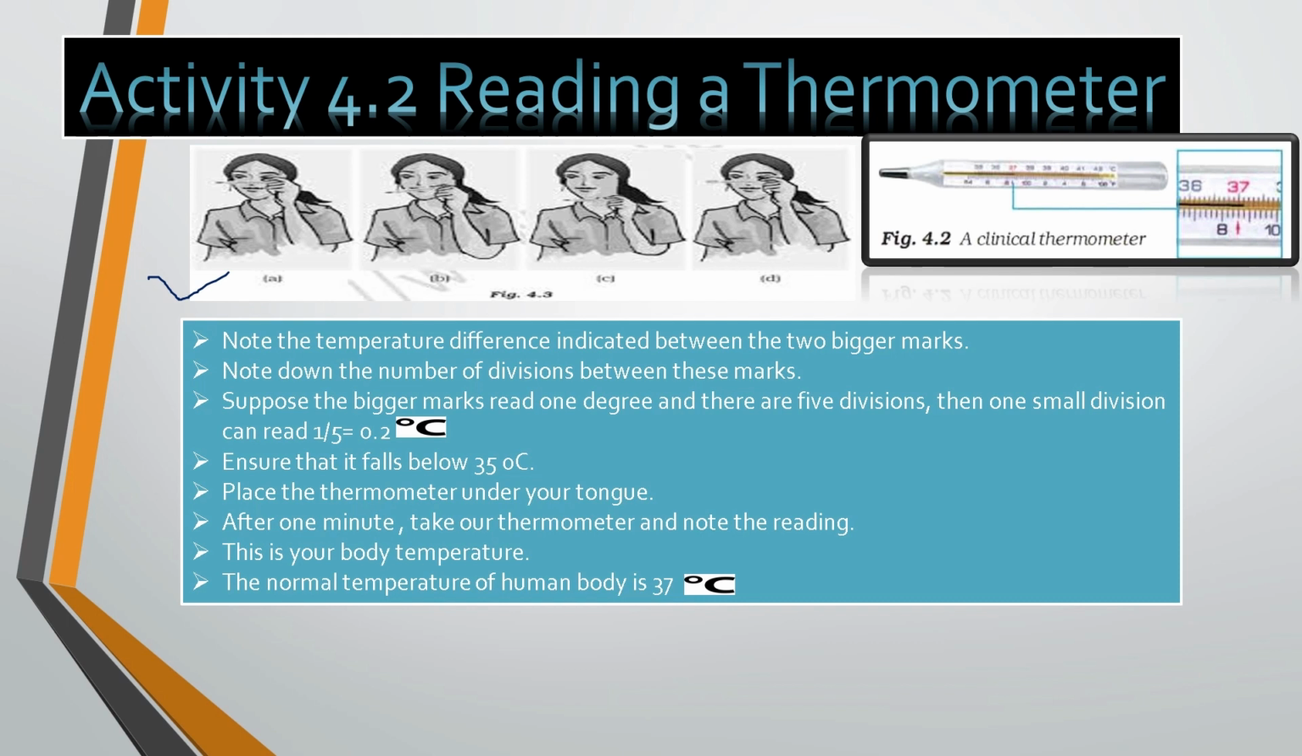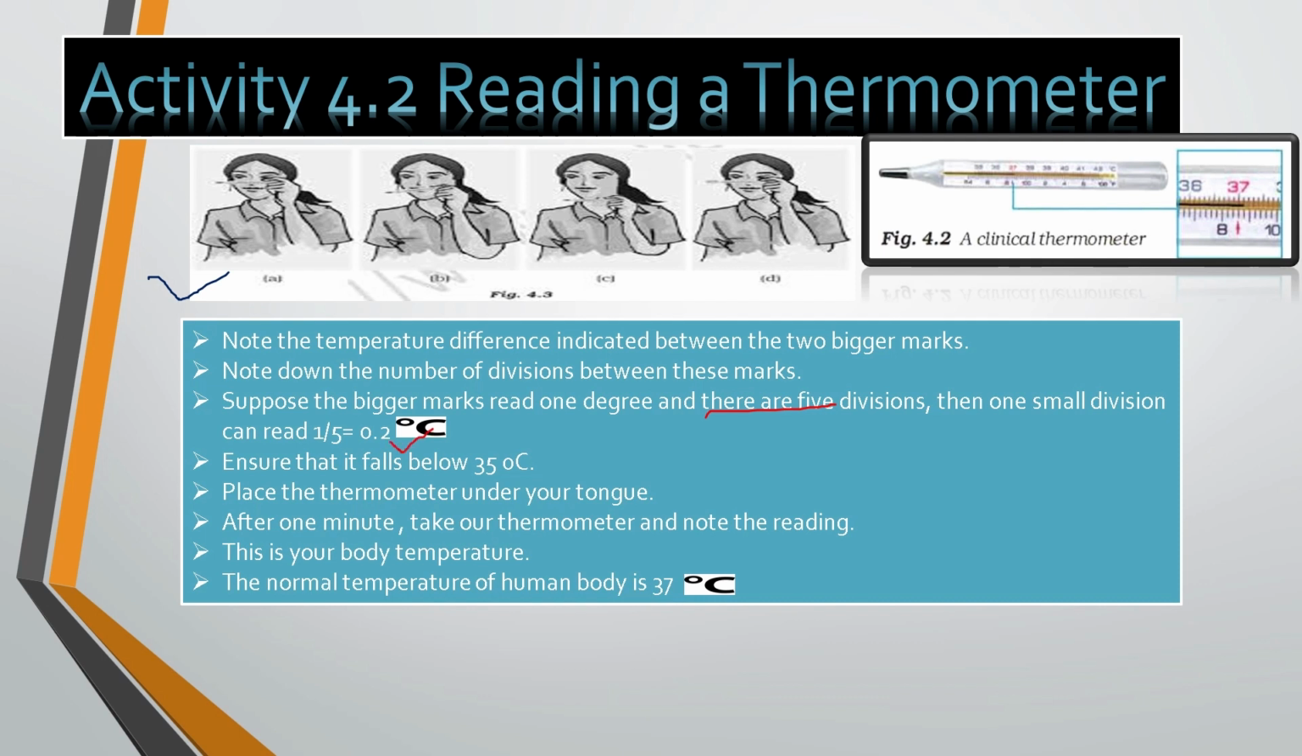Let's find out. First we have to note the difference indicated between two bigger marks, like there is 36 and 37. We will note the difference and the number of divisions. Like between 36 and 37, suppose there are 10 divisions. Now suppose the bigger marks read 1 degree and there are 5 divisions. Let's assume there are 5 divisions in between. Then one small division reads 0.2 degree centigrade.